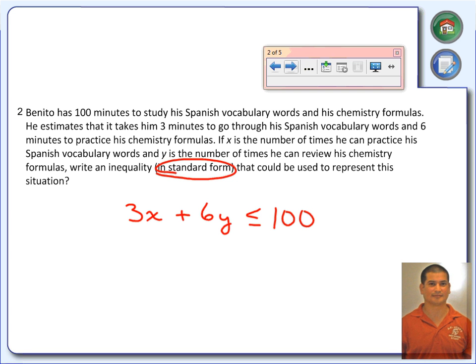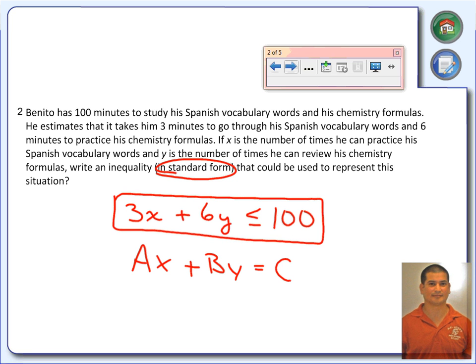Is that standard form, though? Is that considered standard form? What is standard form? Ax plus By equals C. Is that the same form? Sure it is. We can stop right there. And that is our inequality for this particular situation, and it is in standard form. Now on the test, I may decide to ask you to write it in slope-intercept form, which from there you'd have to go and convert it. So just make sure you're paying attention to what form I'm asking.